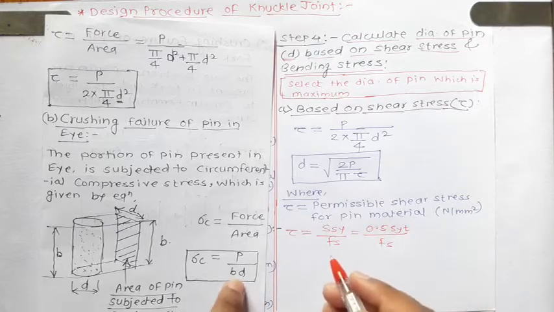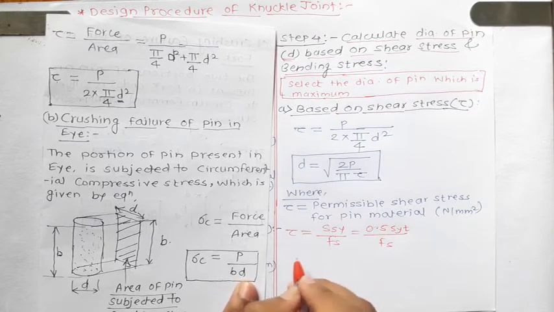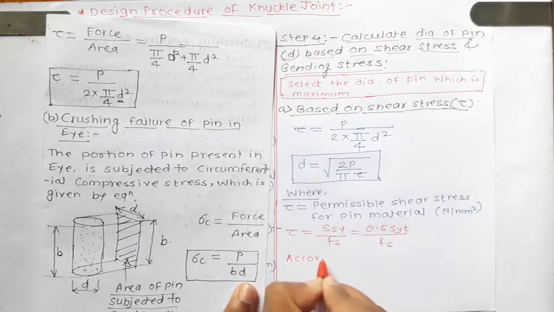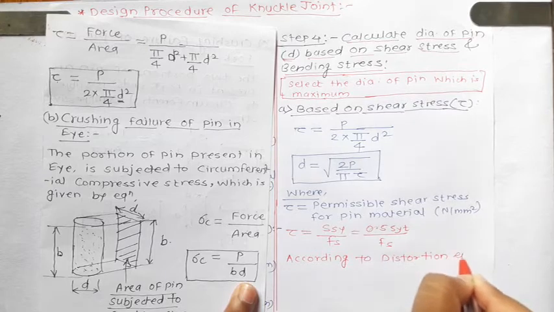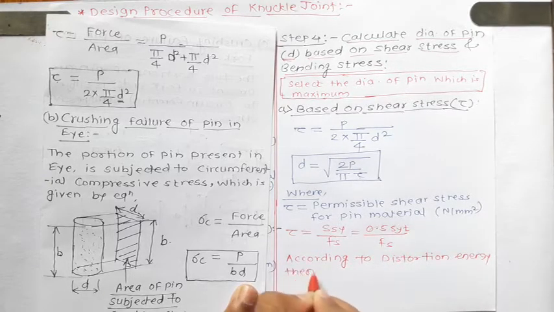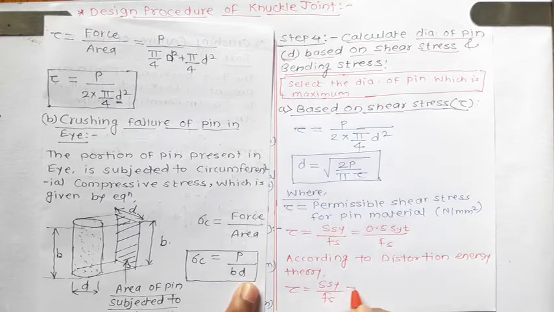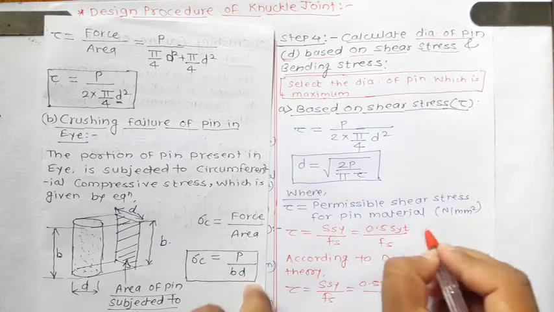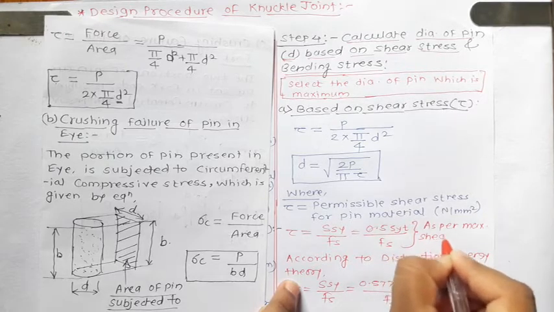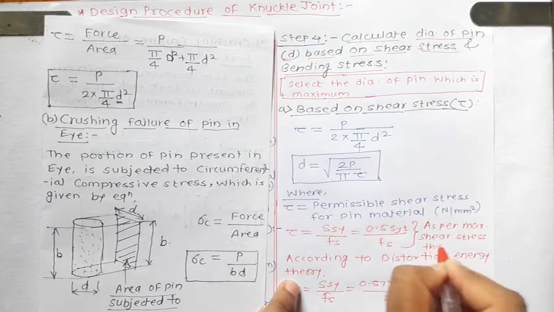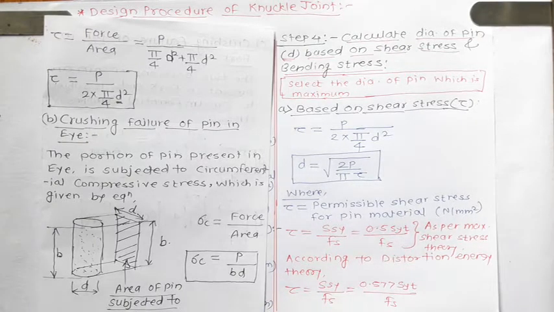Remember that if the distortion energy theory we have to use, then according to distortion energy theory, this equation changes a little bit. That means tau is equal to SSY upon FS. This equation is same, but SSY, instead of writing 0.5 SYT, we have to take as 0.577 SYT upon FS as it is. And this equation is as per maximum shear stress theory. So remember these two points to find out the maximum shear stress for pin.